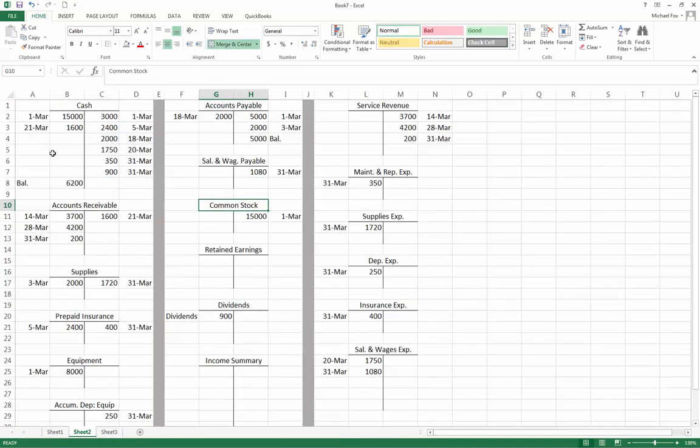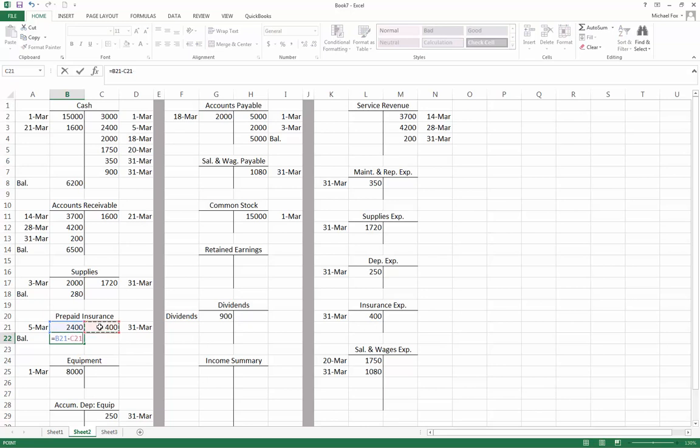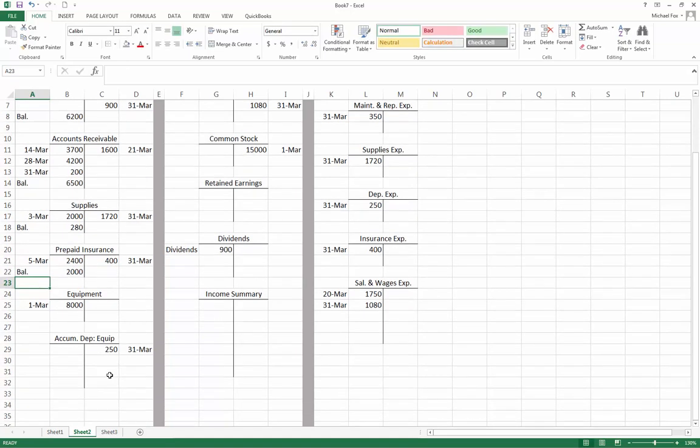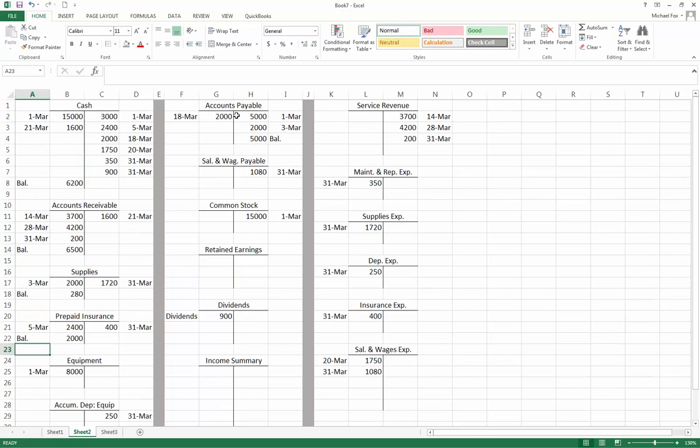All right, so let's get new balances. So cash, we didn't do any adjustments to, so there'll be no new balance. The balance of accounts receivable will be our debit side minus our credit side. Balance of supplies will be our debit side minus our credit side. Balance in prepaid insurance, same thing, debit minus credit. Equipment, accumulated depreciation, that's still the same, no adjustment. That's all good.